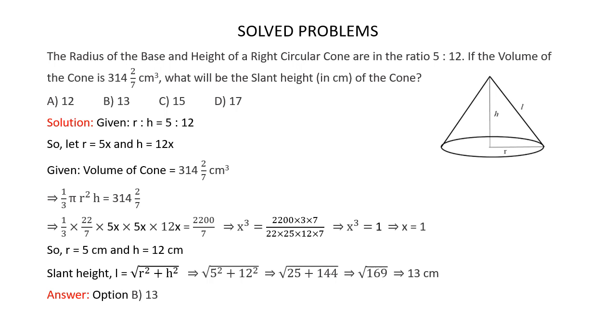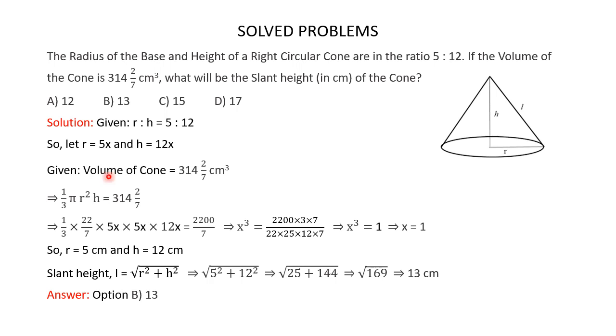So according to the Pythagoras theorem, slant height L is equal to square root of r squared plus h squared. So if we know the value of r and h, we can easily find the value of the slant height L. Now it's given that the radius of the base and height of a right circular cone are in the ratio of 5 is to 12. This means r is to h is equal to 5 is to 12. So let r be equal to 5x and h be equal to 12x.